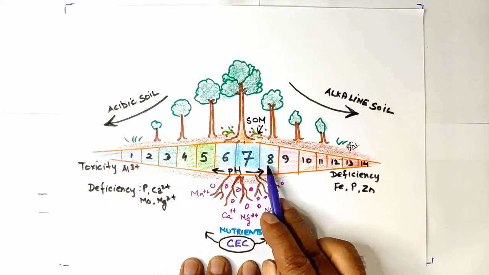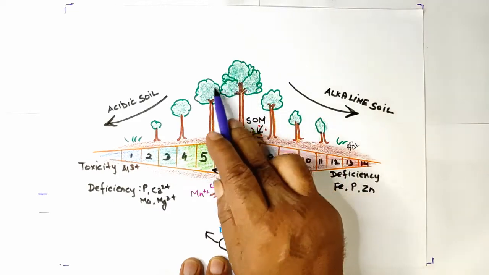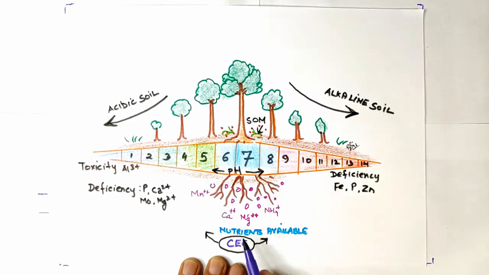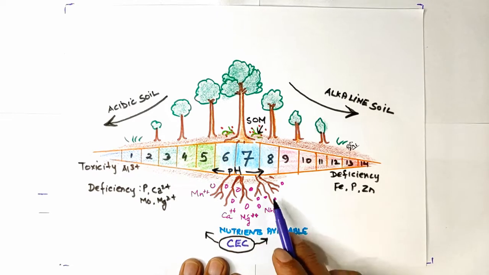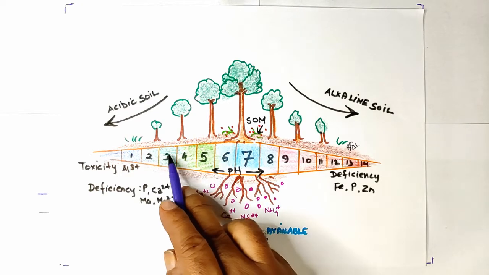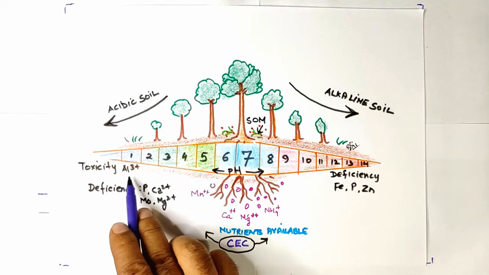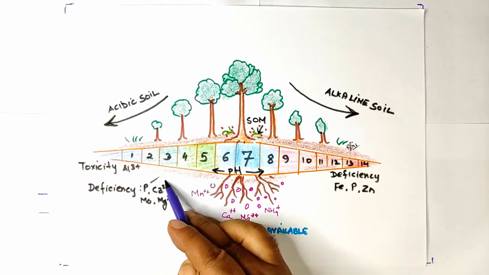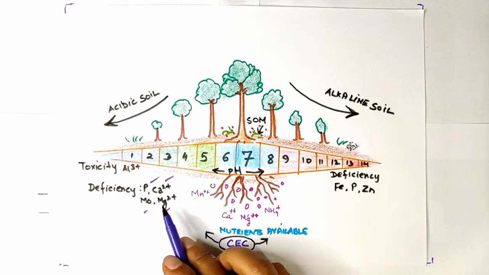If you see the pH, the optimum is 5.5 to somewhere 8.5. This is optimum, where you can see the tree growth is very nice. In this pH, we have a very good cation exchange capacity, where nutrients are available to the plants. But as the pH goes down, aluminum toxicity and heavy metal toxicity happen here. Deficiency of phosphorus, calcium, and magnesium, all this happens in acidic soil.